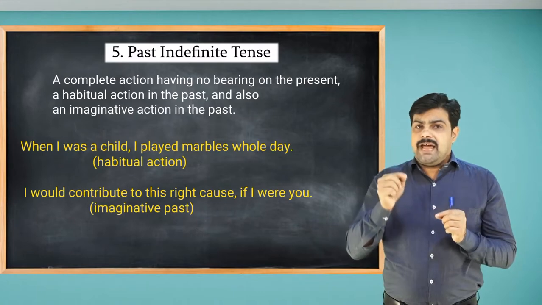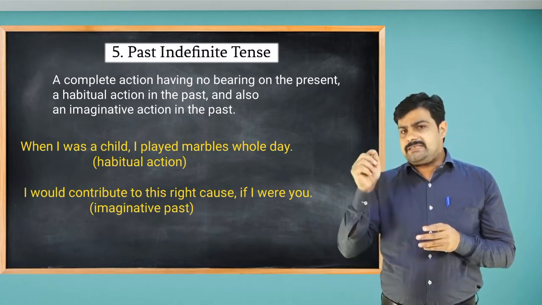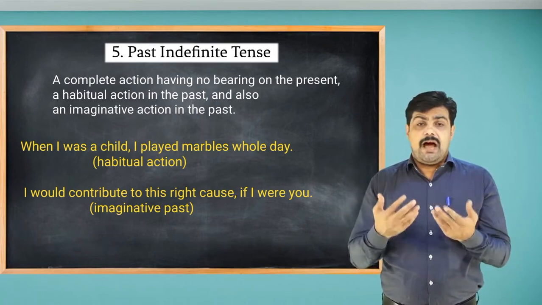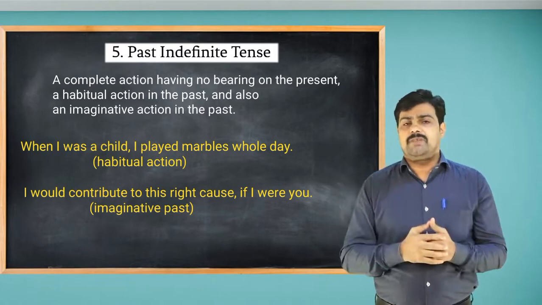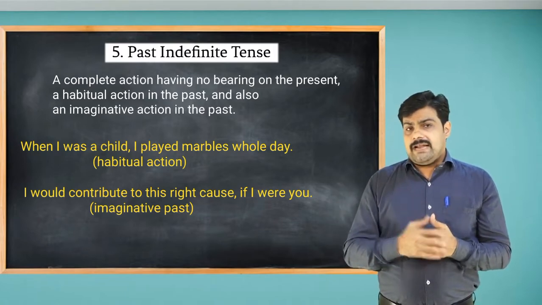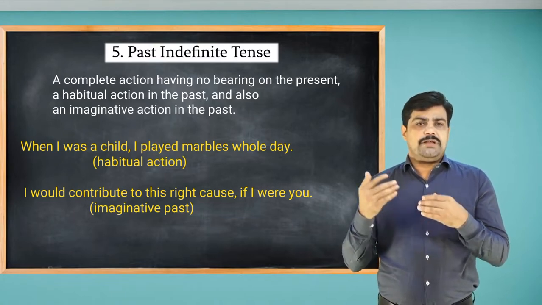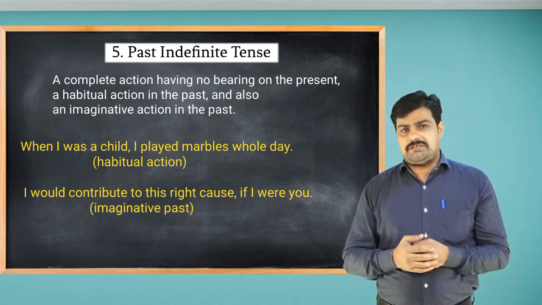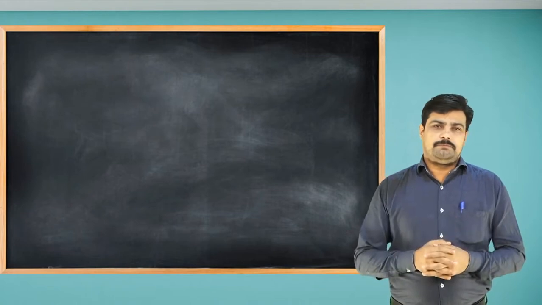When I was a child, I played marbles whole day. Now in this sentence, the habitual action is showing. When I was a child, I played marbles whole day. It is habitual action in past. Another sentence you see on the screen: I would contribute to the right cause if I were you. Imaginative past this is. Here you are required to remember this rule.